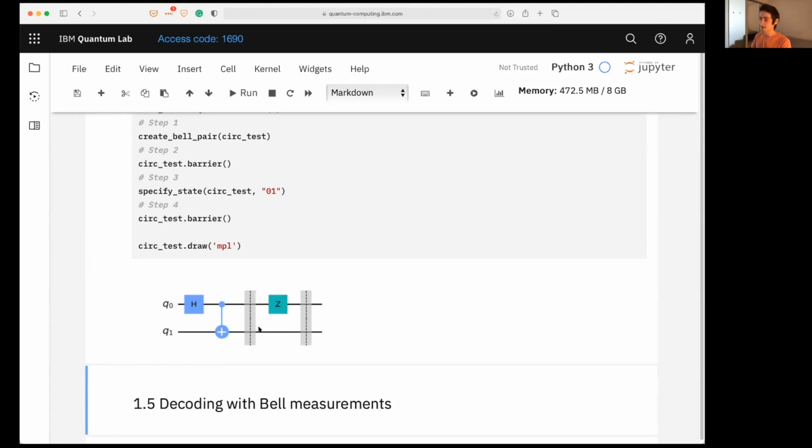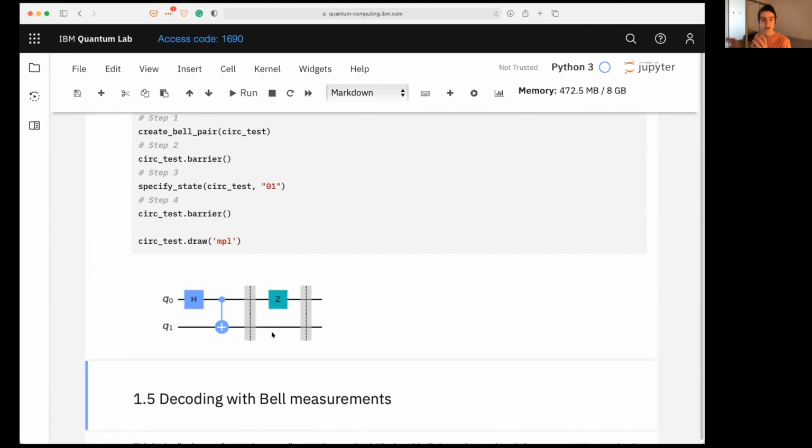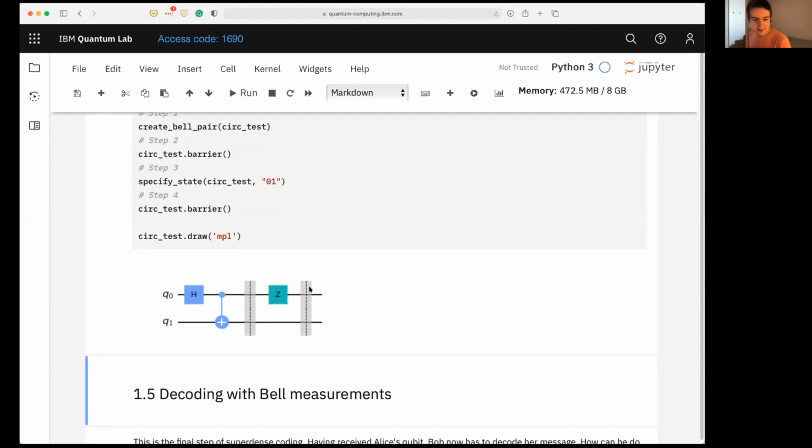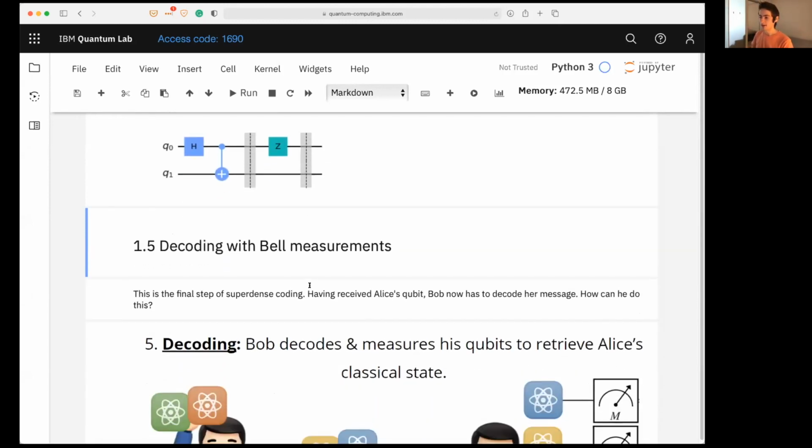Step 3 is Alice encodes her message. So this middle part is going to look different depending on which message Alice sends. Note, however, that no matter which message she sends, all the gates are going to be on her qubit. Nothing is ever going to happen to Bob's. Step 4, we have Alice send her qubit back to Bob. So now Bob has both of them. And that brings us to step 5, which is the final step, to decode the Bell measurement.